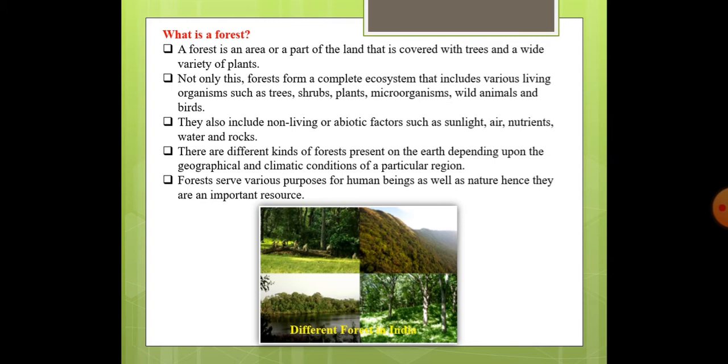Forests serve various purposes for human beings as well as nature, hence they are an important resource. Most things come from forests. We know that wood is the essential thing which comes from forests. But excluding that, things like honey, wax, and others are non-timber forest products, which is known as NTFP.